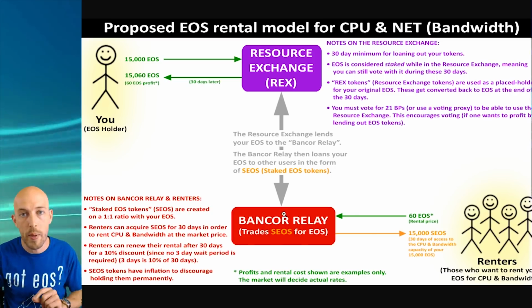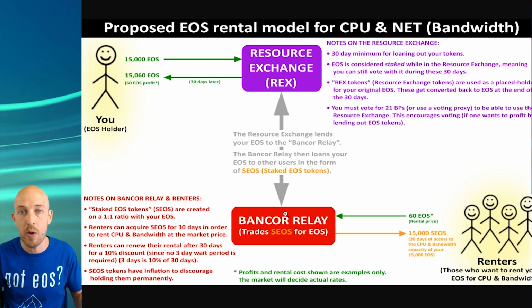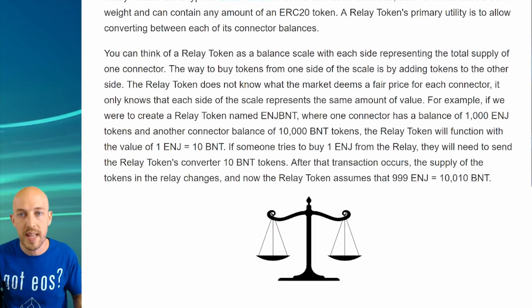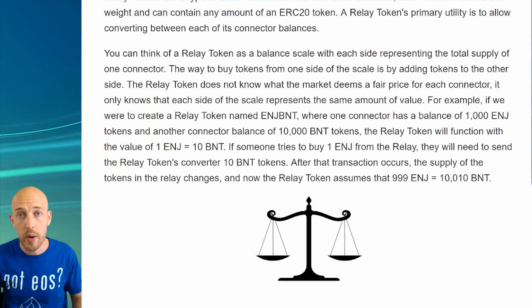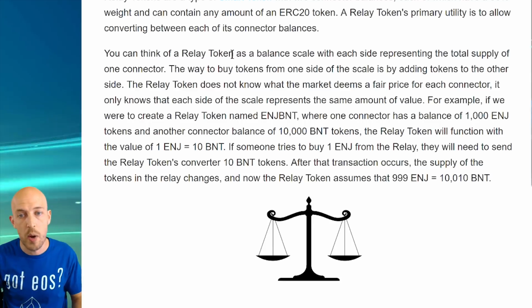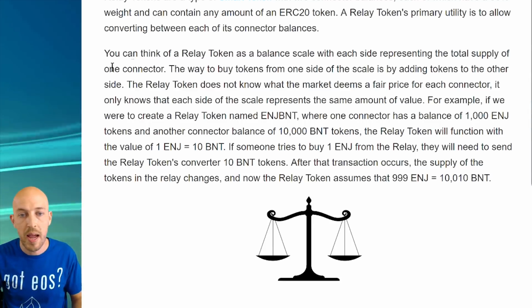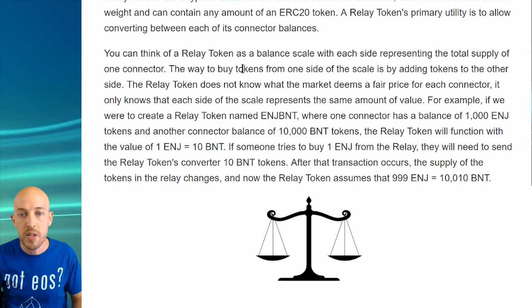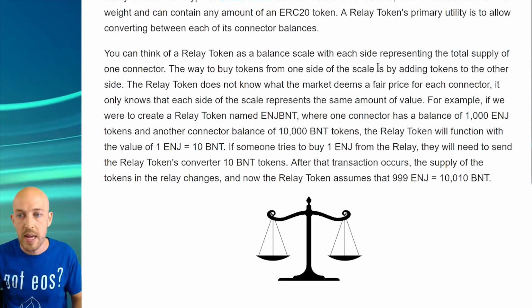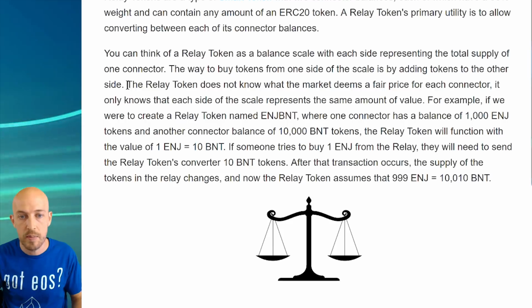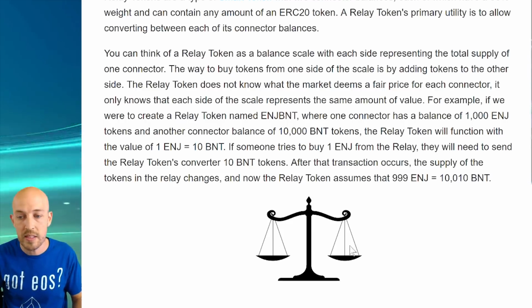So let's take a quick moment and just describe what is a Bancor relay. Let's find out what that means. How do relay tokens work? You can think of a relay token as a balance scale, with each side representing the total supply of one connector. The way to buy tokens from one side of the scale is by adding tokens to the other side. So I imagine in this case we have SEOS on one side and EOS from the customers who want to rent on the other side.